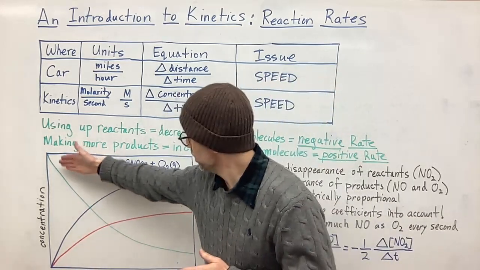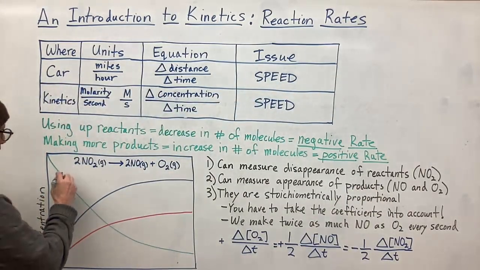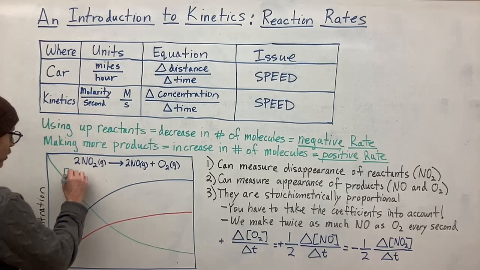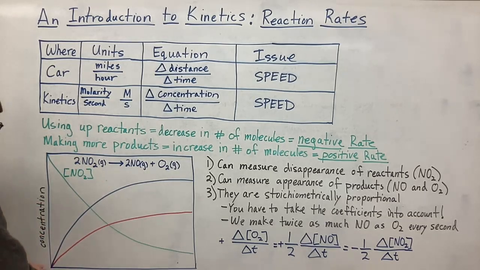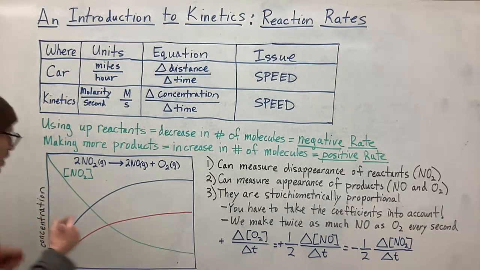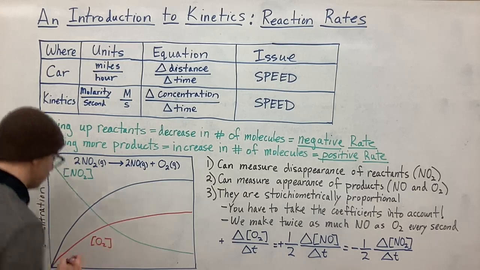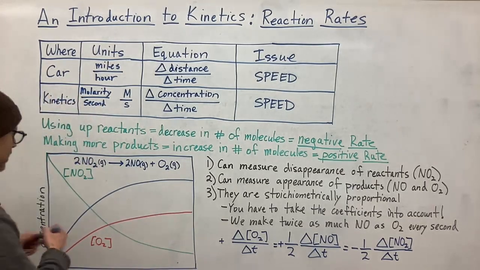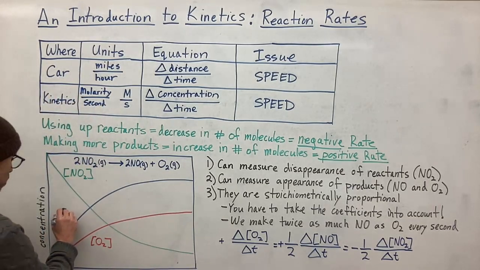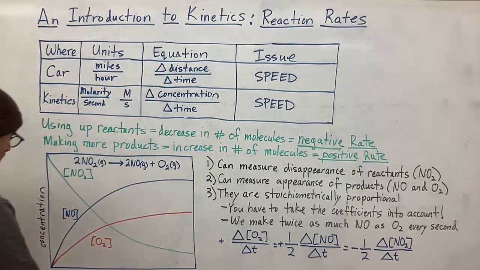So here, let me label this. This here is the concentration of NO2 over time. The green is the concentration of NO2. The red is going to be the concentration of oxygen over time. And then the blue is the concentration of NO over time. So here, labeling our graphs.